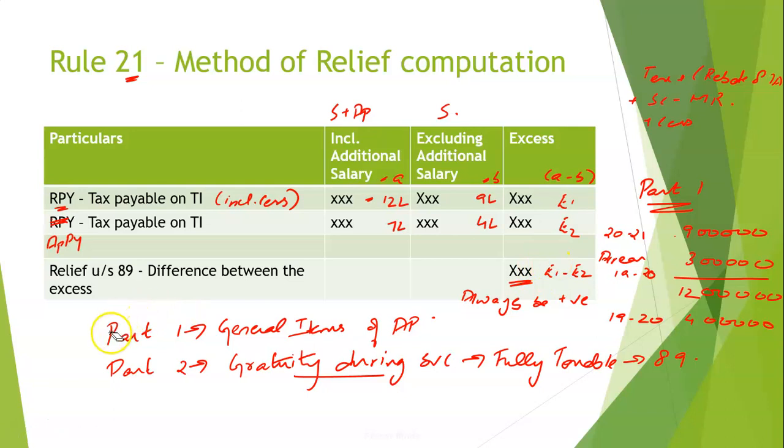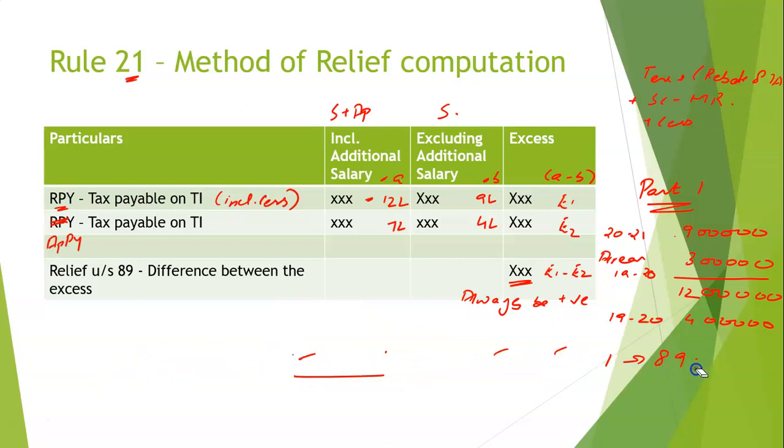Simple stuff. Now once we find the relief, we take the total tax payable for this particular previous year. Before that, let me just rub out whatever I've written over here.